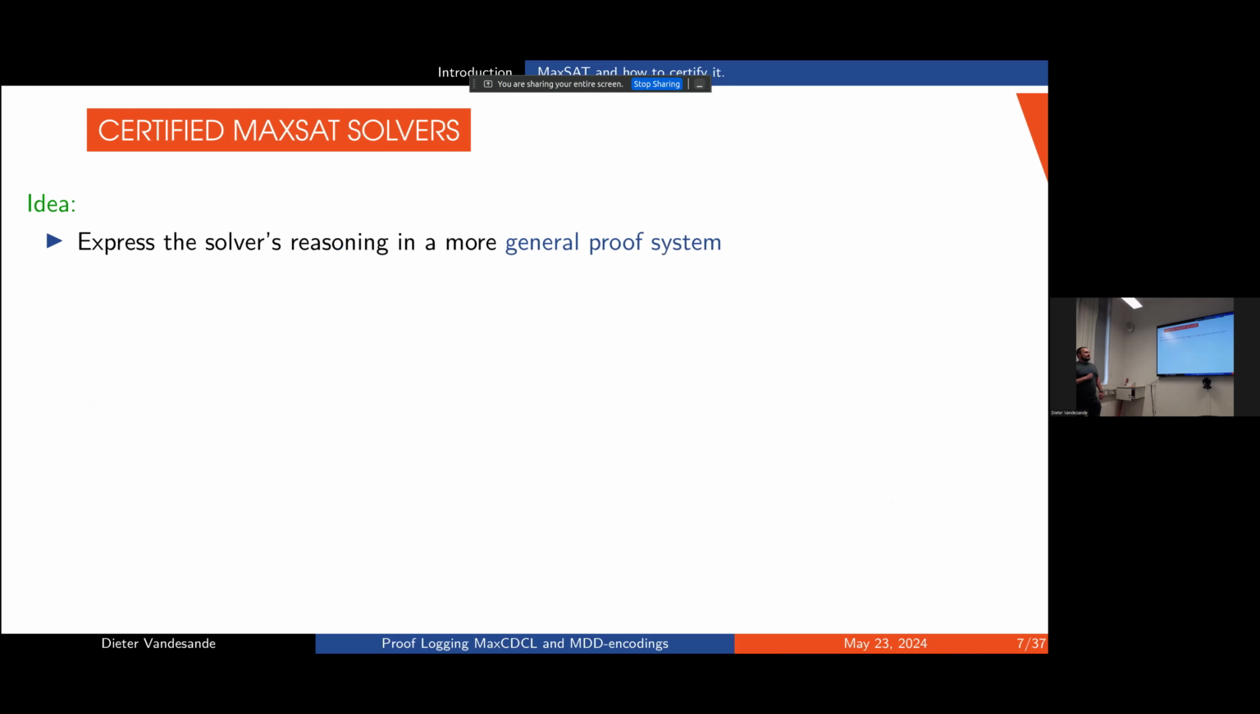So another idea, why don't we use a fantastic general proof system? That's why we're here, I guess. So let's try to use VeriPB. What has been done already with VeriPB and MaxSAT proof logging?